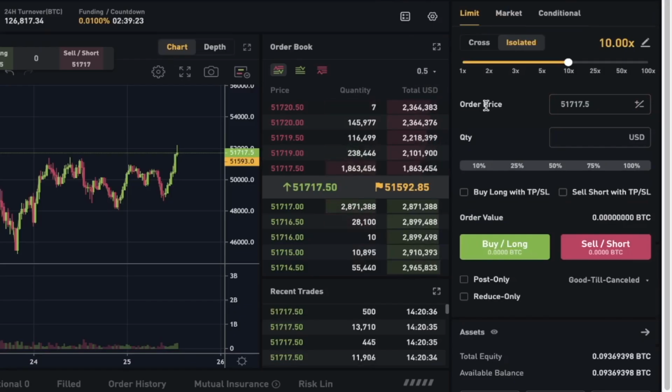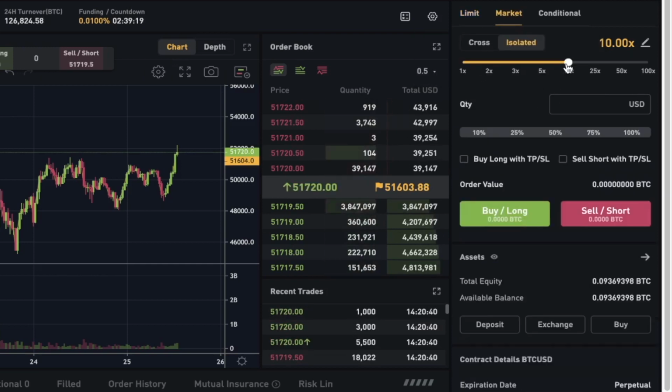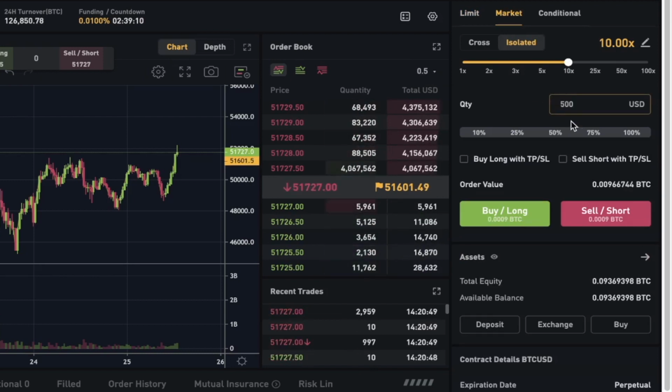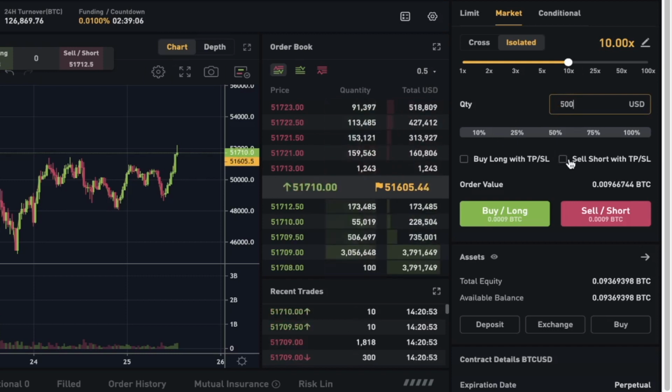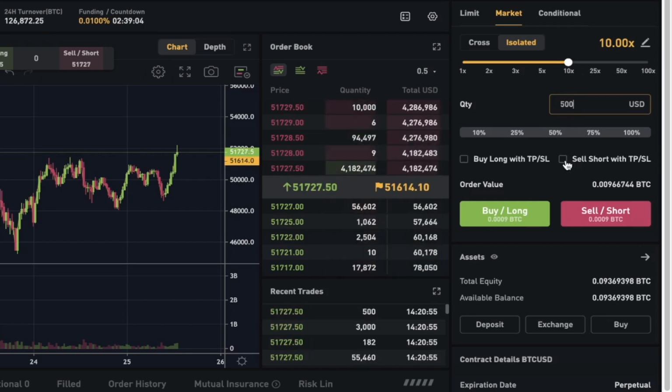Now that I've showed you how to place a limit order, let's go and place a market order. We will go with a 10x leverage this time, meaning if the market moves 1% of its value, we are moving 10%. Let's go with $500 contract. And then say this time we are going to short the market.